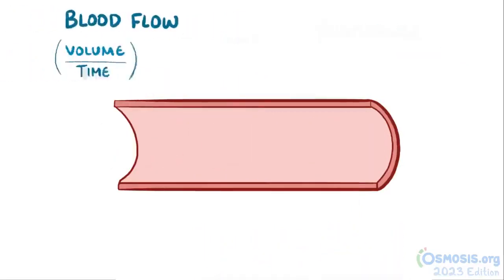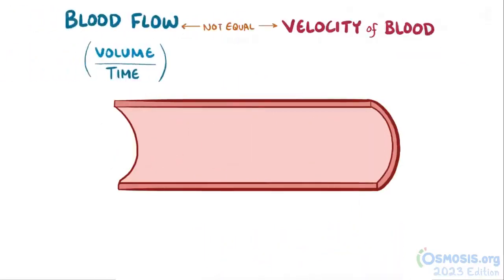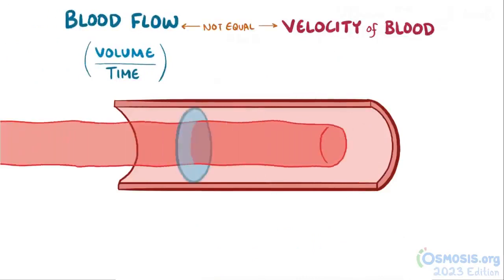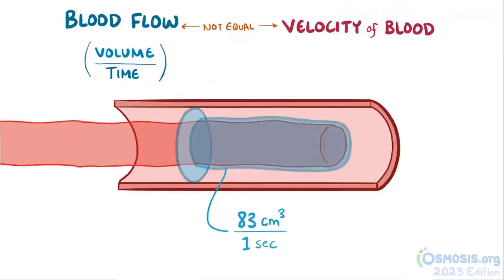Now, blood flow is not the same thing as velocity of blood. Blood flow is the volume of blood that moves by a point over some period of time. So let's say that this chunk of blood has a volume of 83 cubic centimeters, and it took 1 second for this much to flow past the blue circle. This would be the blood flow, represented by the variable capital Q.